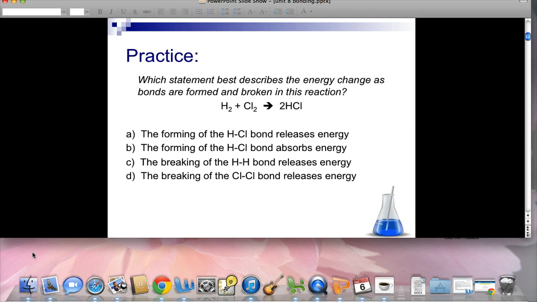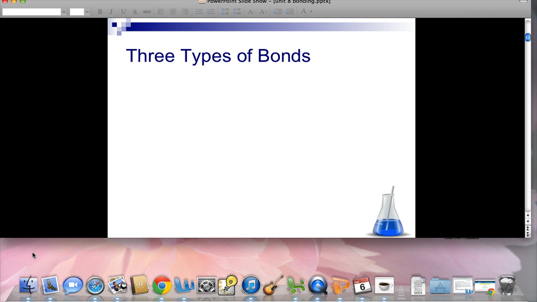So which statement best describes the type of energy change as bonds are formed or broken in this type of reaction? Well, if we're going to break apart a hydrogen diatomic molecule and a chlorine diatomic molecule to form 2 hydrochloric acid molecules, the best answer for this would be A. The forming of the HCl bond does release energy. You have to put in energy to break the H bonds and the Cl bonds.